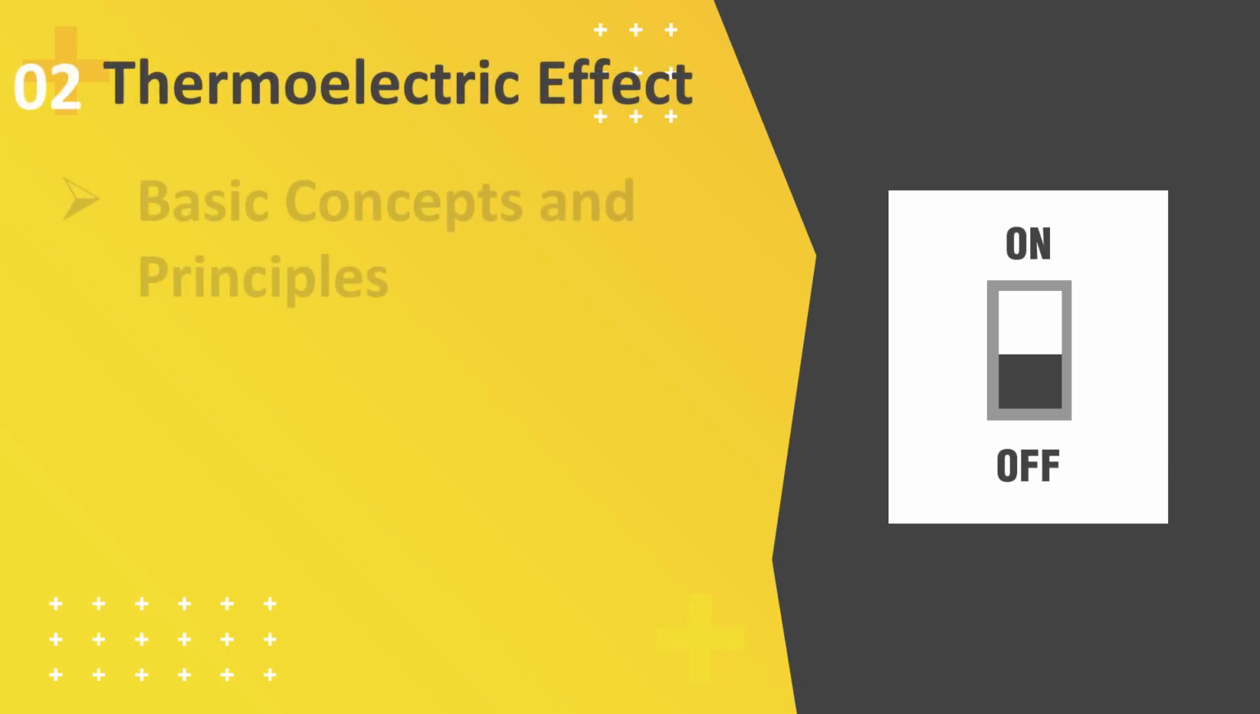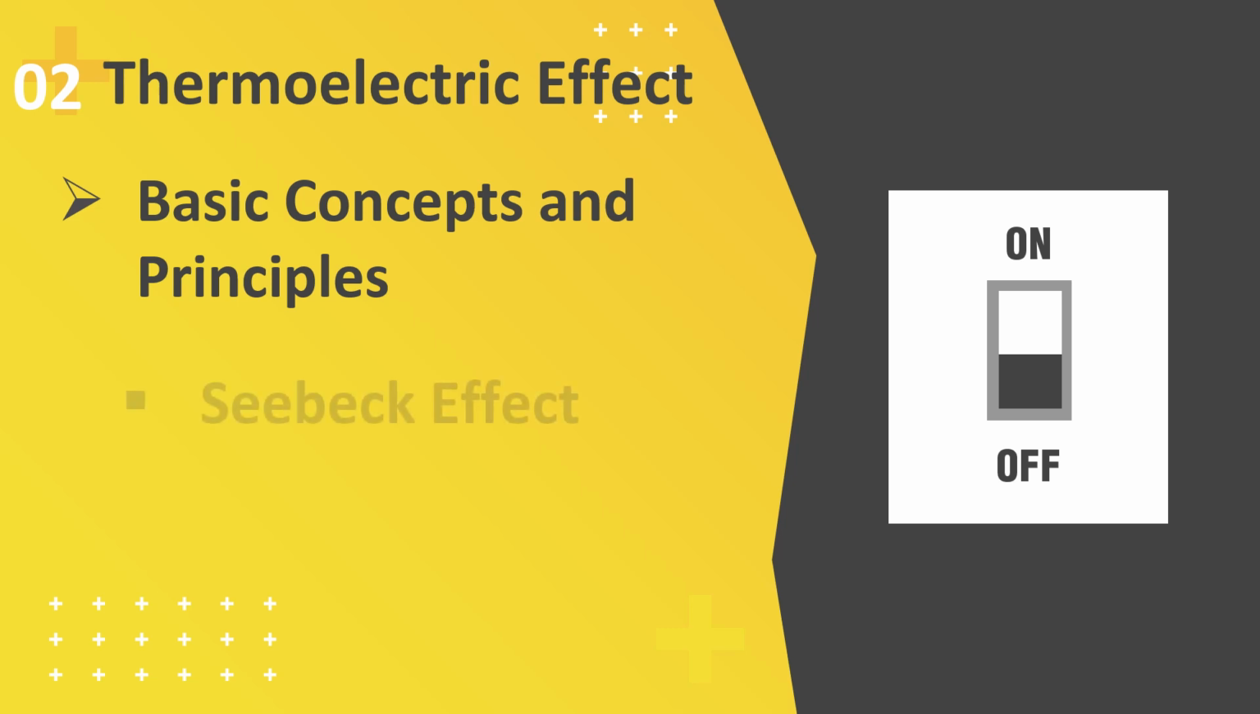The thermoelectric effect is the conversion of temperature differences into electricity. It is based on two main phenomena, the Seebeck effect and the Peltier effect. The Seebeck effect refers to the generation of an electric current or voltage when a temperature gradient is applied across a thermoelectric material. This effect occurs due to the difference in electron energy levels at different temperatures, resulting in the movement of charge carriers and the creation of a voltage. The Seebeck effect is the basis for thermoelectric power generation, where temperature differences are utilized to produce electricity.